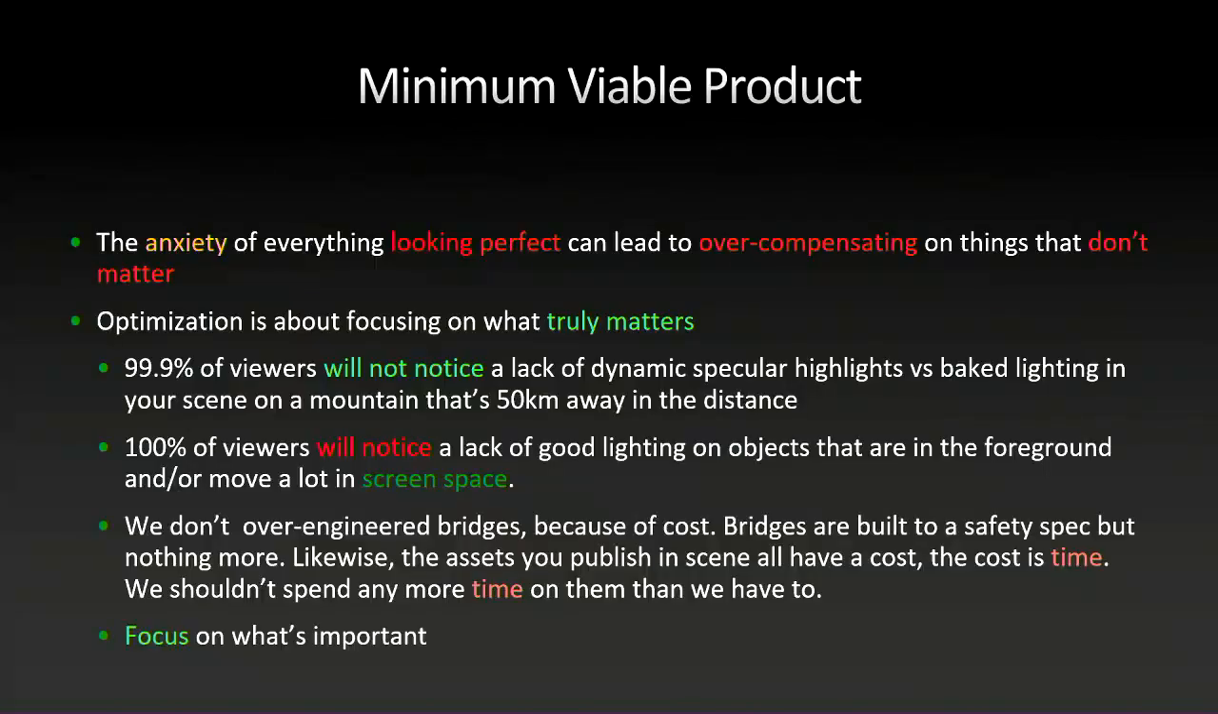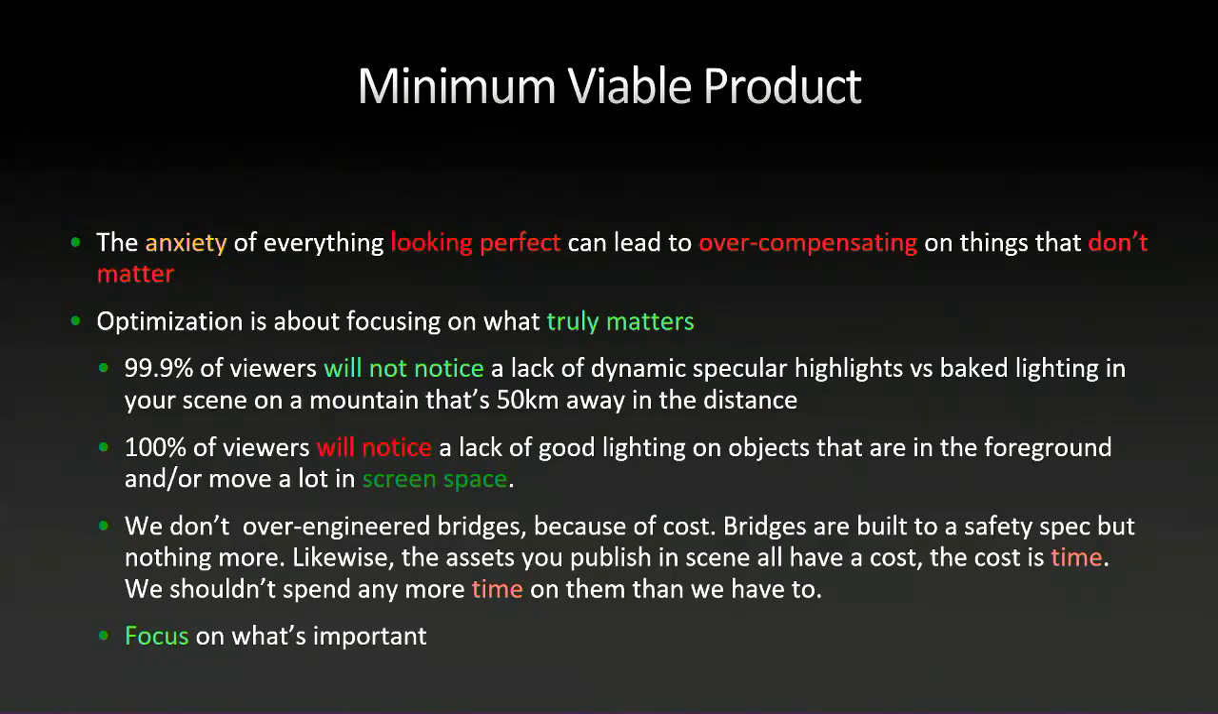So you, with your scene, have to figure out something called a minimum viable product. You don't want the pocket knife, you want a pocket knife that fits in the pants. So when you're making your scene, your assets, your lights, you'll encounter an anxiety of everything having to look perfect. But that actually just leads to overcompensating on things that don't actually matter and is going to cost you a lot in performance. So optimization is about focusing on what truly matters. What is your user going to see? What are the people viewing your movie going to see? What are they going to focus on?